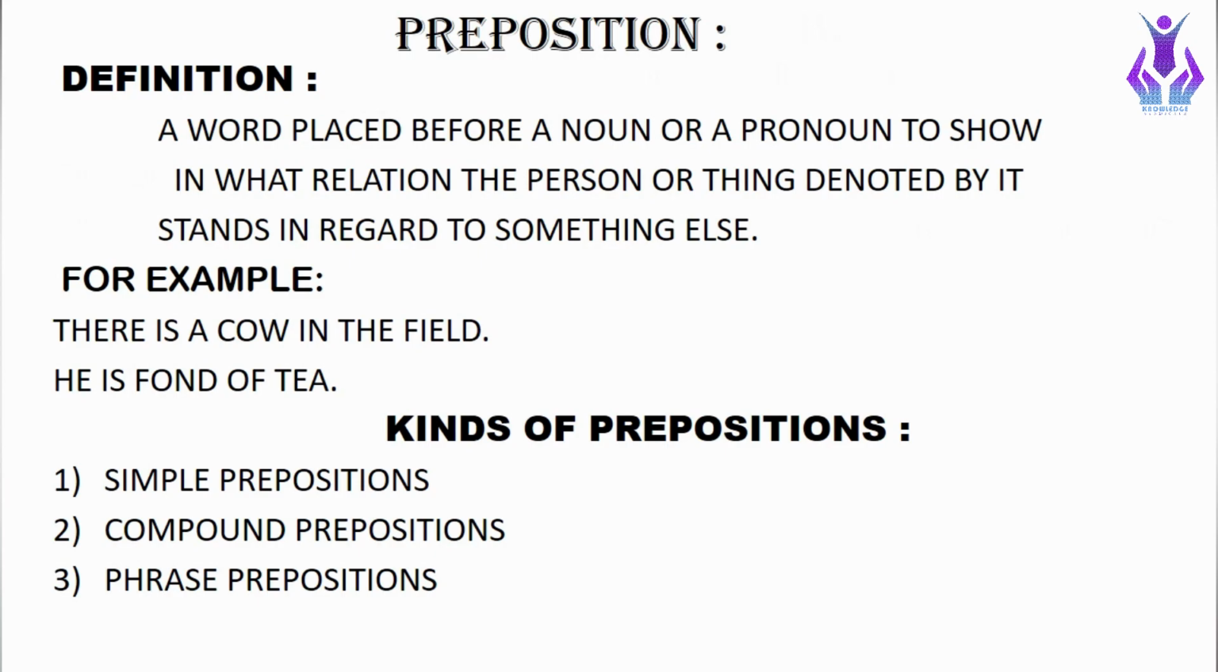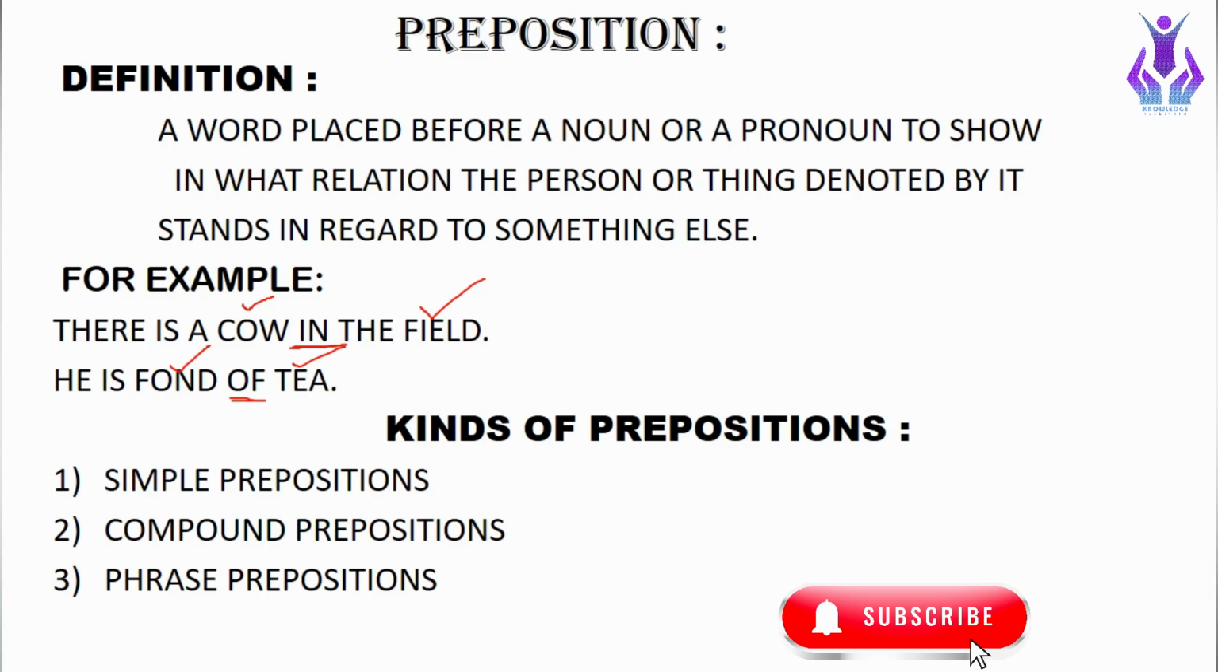For example, there is a cow in the field. Here the word in is showing us the relation between two things, that is cow and field. So the word in is our preposition. The next one is he is fond of tea. Here the word of is a preposition which shows the relationship between the attribute expressed by the adjective fond and tea. So the word of is our preposition.